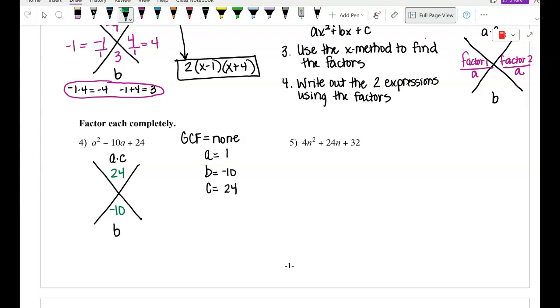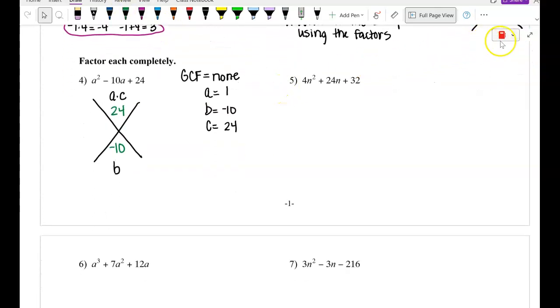The only way that I can get a positive product and a negative sum is by having both factors negative. That's the only way you can get those two things to happen at the same time. So I'm looking for two negative numbers. And again, I know right now some of you totally know what the numbers are and go ahead and fill them in. This next step I'm doing is for those that may be struggling with finding those factors.